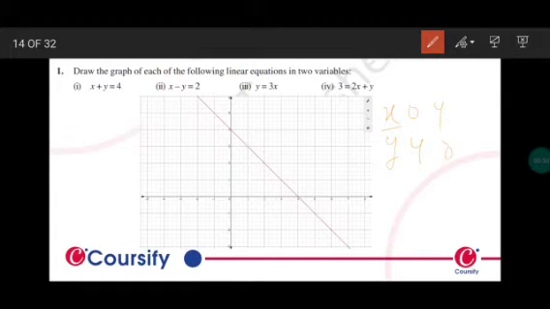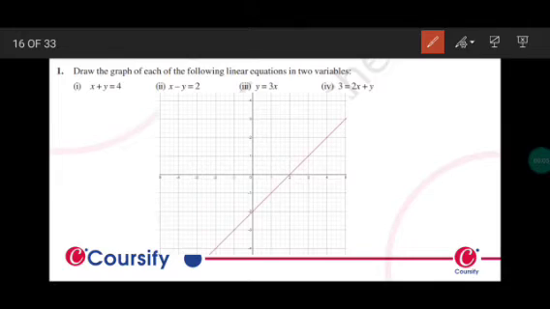So we have 2 points, that is 0 comma 4 and 4 comma 0. So 0 comma 4, that is this point, and 4 comma 0 is this point. So we have 2 points, we can form a line. So this is how your graph will look on the actual graph paper.